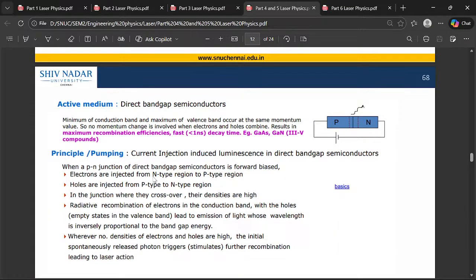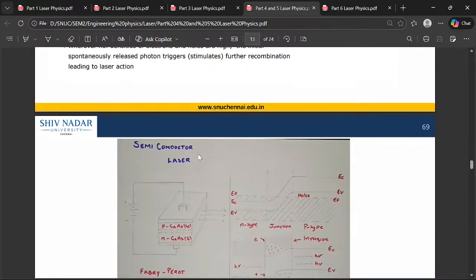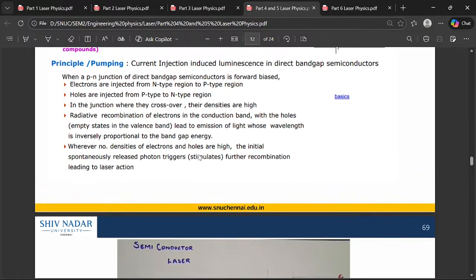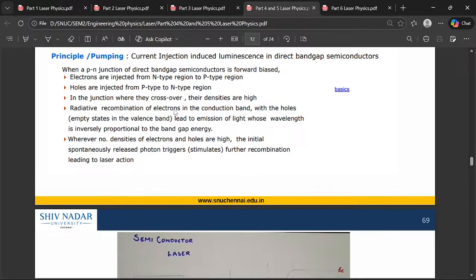Okay, let's see the direct band gap semiconductor laser. Electrons are injected, that is basically when it's forward biased. When forward bias is given, the electrons travel from N to P and holes from P to N, right? So when these cross over, their densities are high. The radiative recombination of electrons in the conduction band with the holes leads to emission of light.